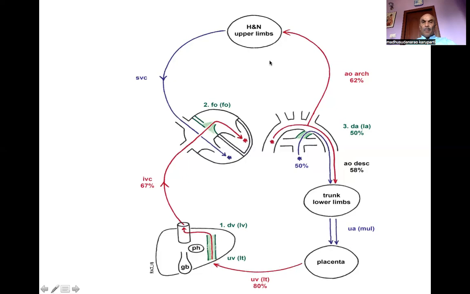So the head and neck and the upper extremities receive the better oxygenated blood, whereas the lower extremities receive poorly oxygenated blood with an oxygen saturation of around 58% only. This in turn is pumped to the placenta via the two umbilical arteries for oxygenation. This is the representation of the fetal circulation in brief.